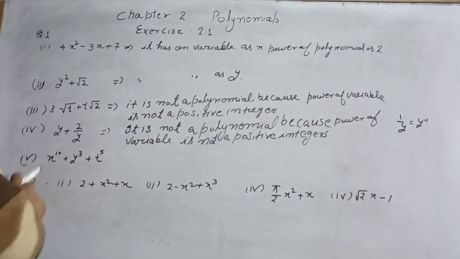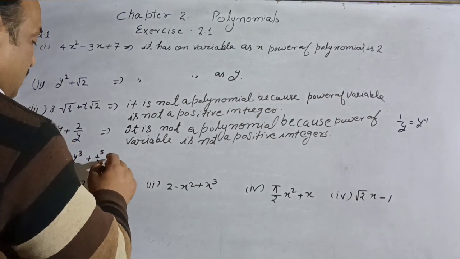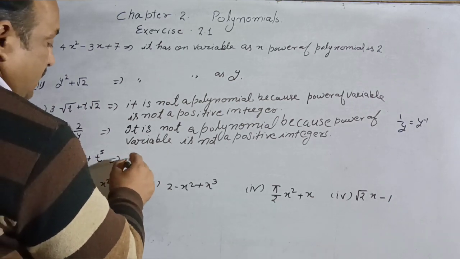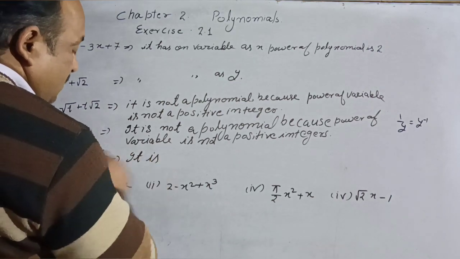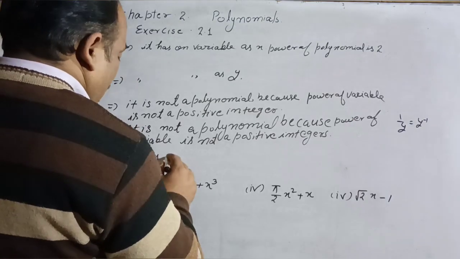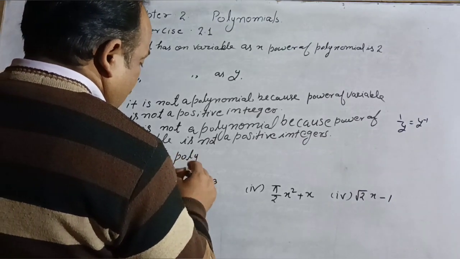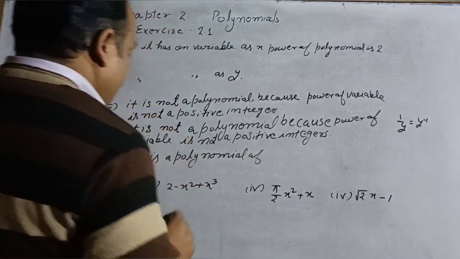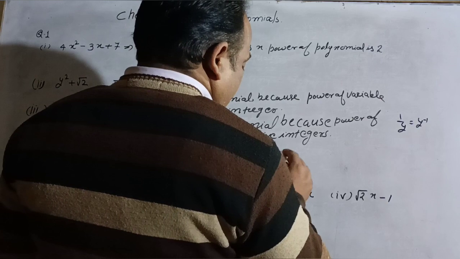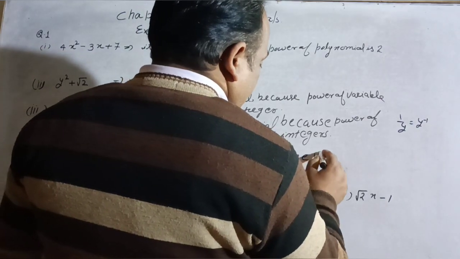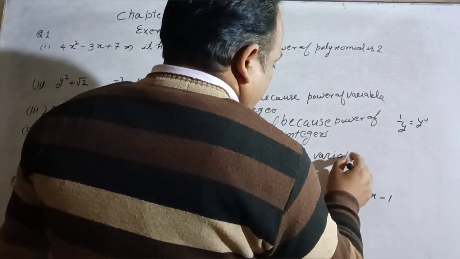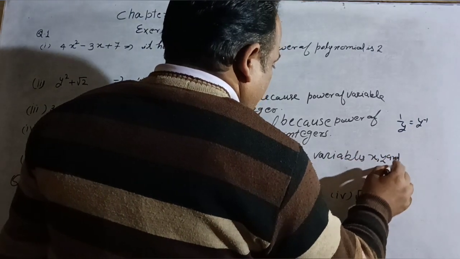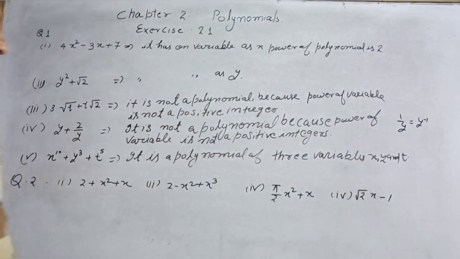Next, it is a polynomial of three variables: x, y, and t.